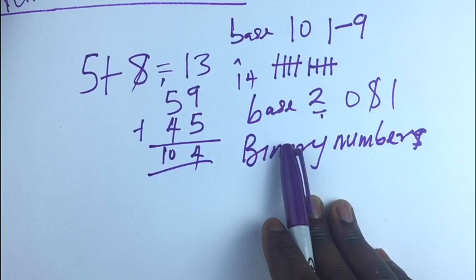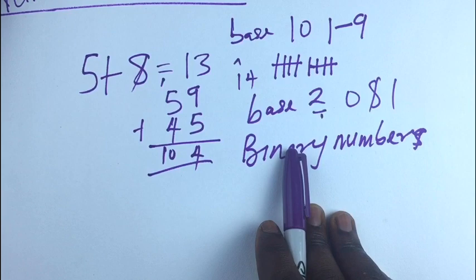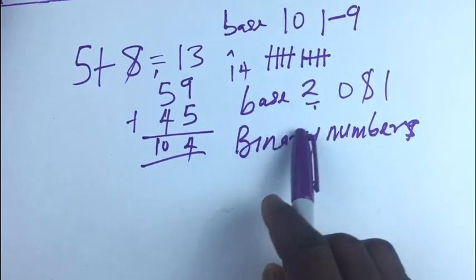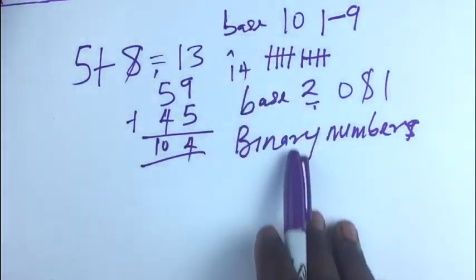So we'll see how we can convert. When we say we are converting, we are basically saying we want to write this number in another form, and that form is base 2, binary numbers. Okay, so see you in the next lesson. All right.